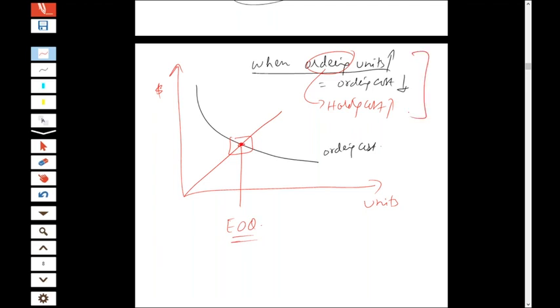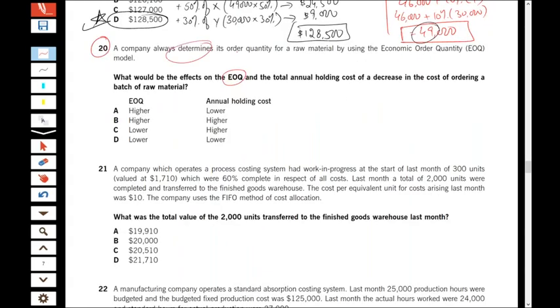Remember these statements. When your ordering units increase, it will increase your holding cost. Definitely your units are increasing and so the holding cost. And when ordering units are increased, the number of orders is reduced. So that means your ordering cost will be reduced. So a company always determines its order quantity for the raw material by using the economic order quantity.